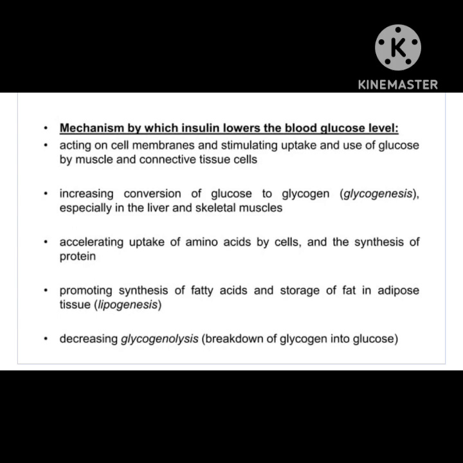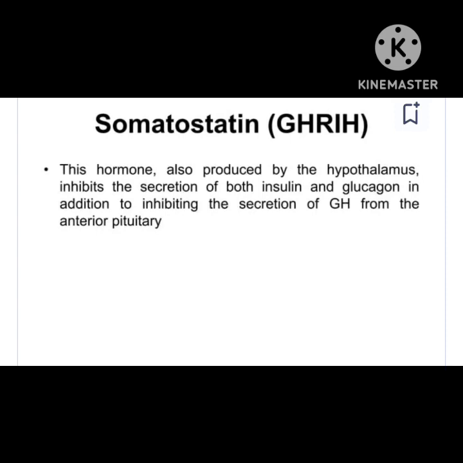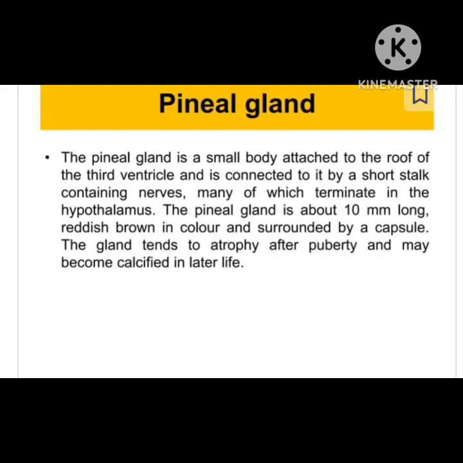So next is glucagon. Glucagon increases blood glucose level by stimulating conversion of glycogen to glucose in the liver and skeletal muscles. So you have to learn this thing, and the secretion of glucagon is stimulated by low blood glucose level. So next is somatostatin, that is GHRIH. This hormone is also produced by the hypothalamus, and it inhibits the secretion of both insulin and glucagon.